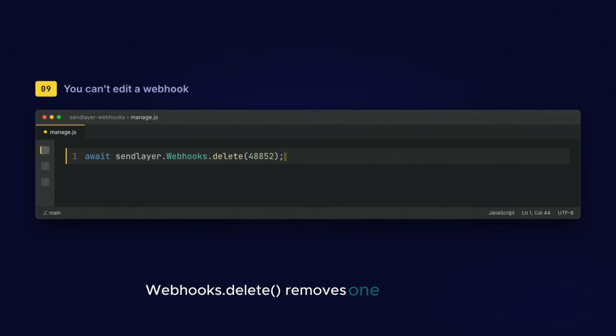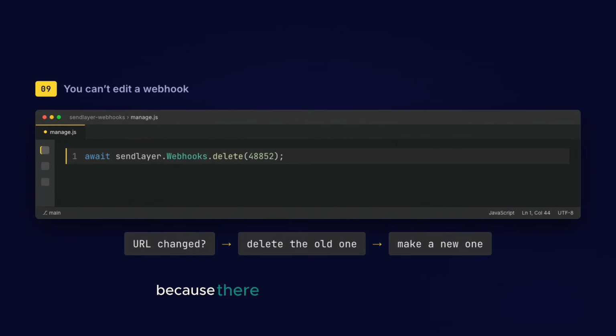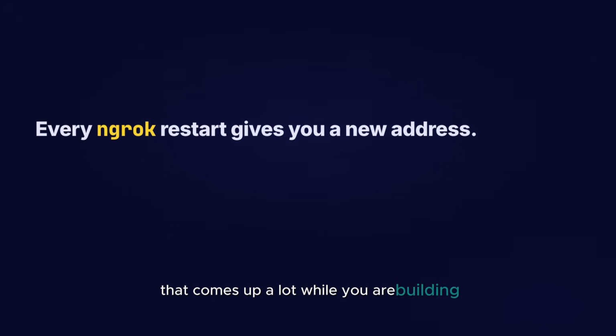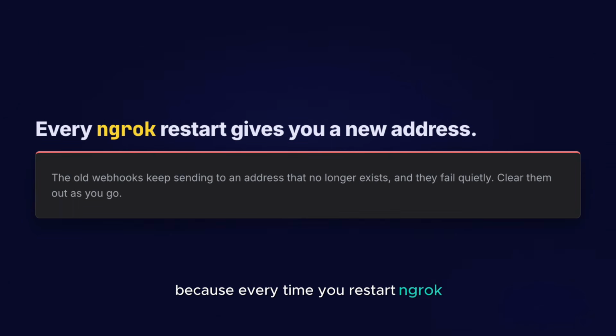webhooks.delete removes 1, using that ID. You will need this because there is no way to edit a webhook after you create it. If the URL changes, you delete the old one and make a new one. That comes up a lot while you are building because every time you restart ngrok, you get a different address. Clear out the old webhooks, or you will end up with a pile of them quietly failing.